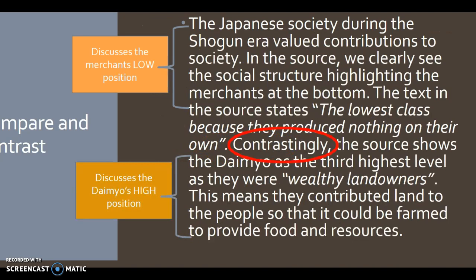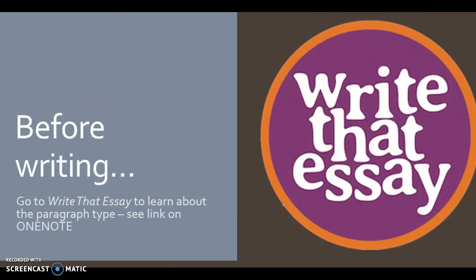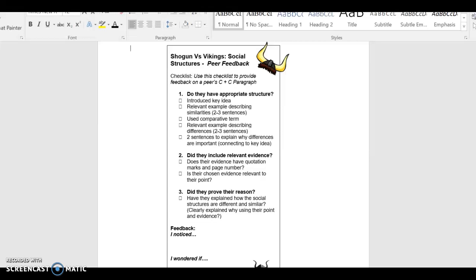So when we have a look at this paragraph, it is the low position and then obviously the high position at the start, and we're comparing those two different means. What we're going to move to is you're going to write one. So you'll be looking at Shogun vs. Vikings and the peer checklist, and this is what you'll be looking for in it.